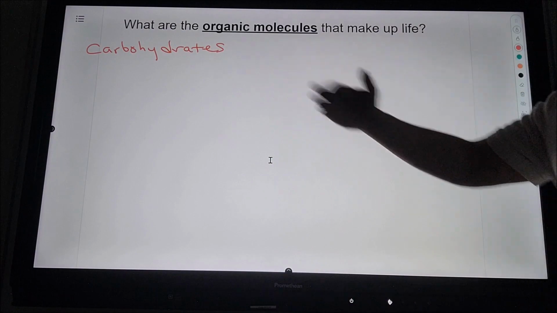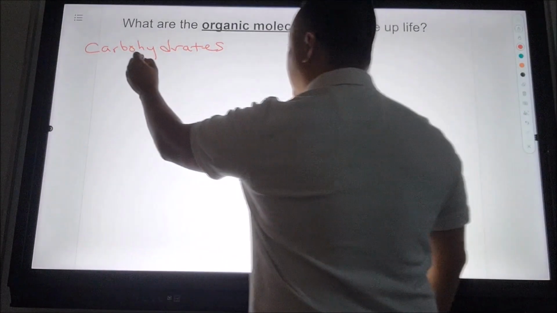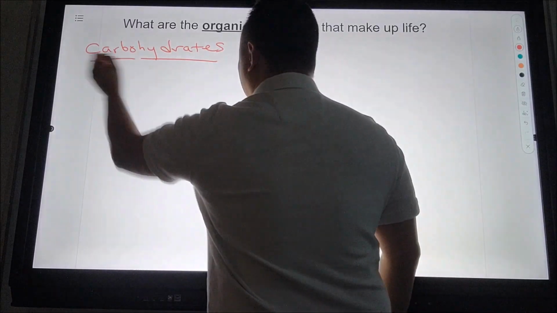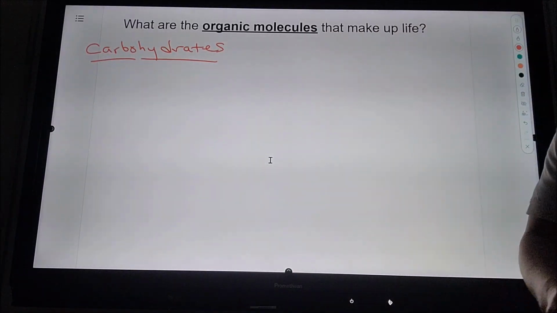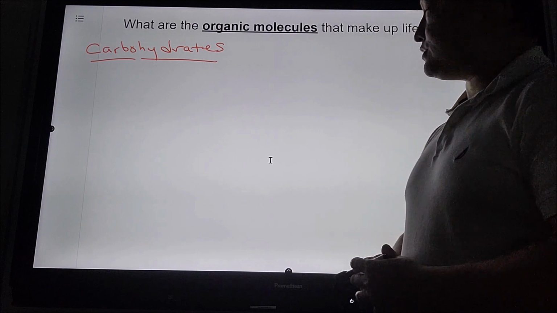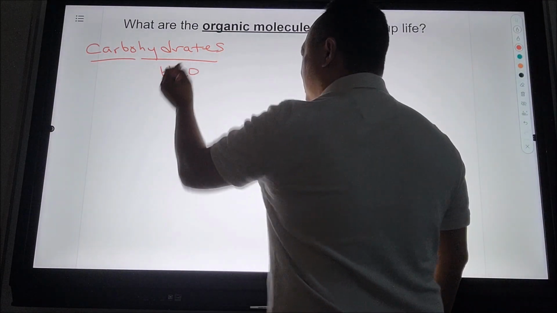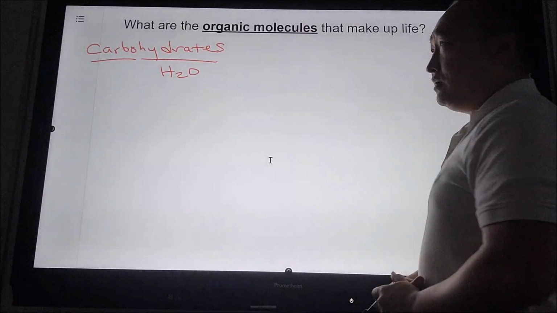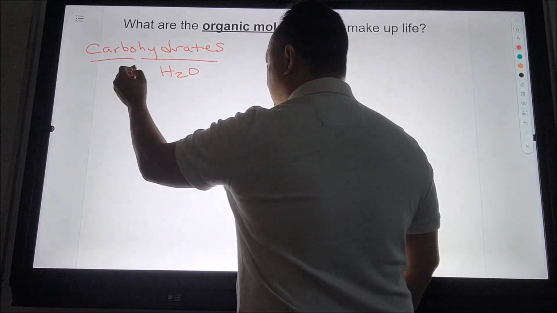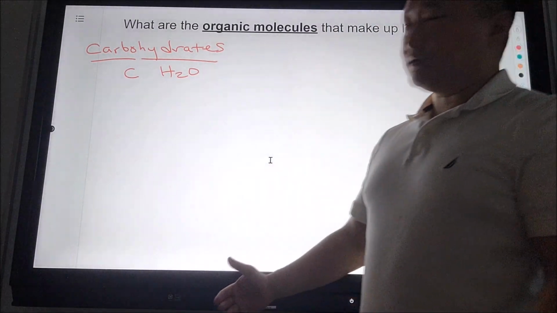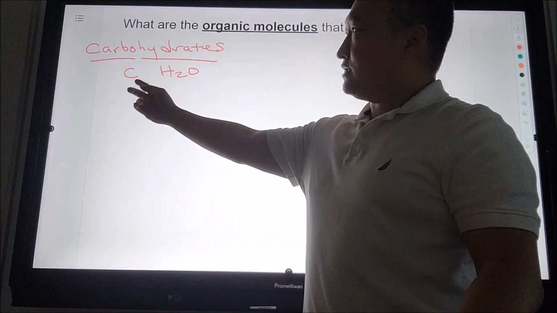Now take a look at the name, and you'll see that there is the word hydrates. Right? And what do you think hydrate means? What molecule do you think that refers to? Well, that refers to water, H2O. Right? And carbo is just carbon. So what carbohydrates are, they're just molecules with carbons attached to water.